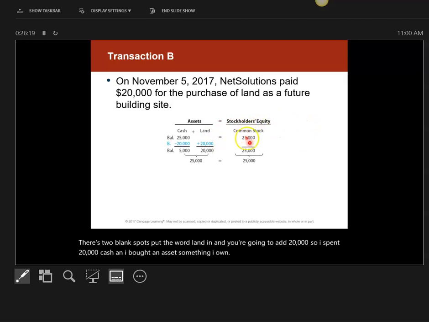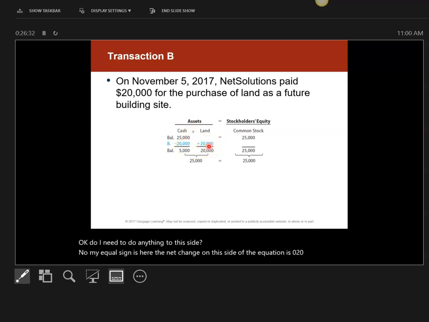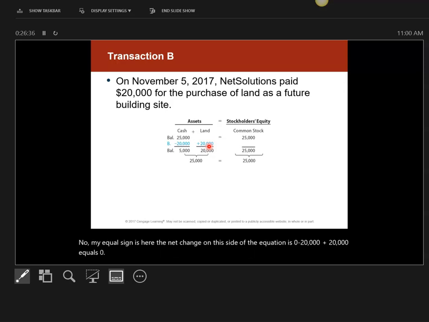Okay, do I need to do anything to this side? No, my equal sign is here. The net change on this side of the equation is 0. Minus 20,000 plus 20,000 equals 0. So right now you should have B on the second row.